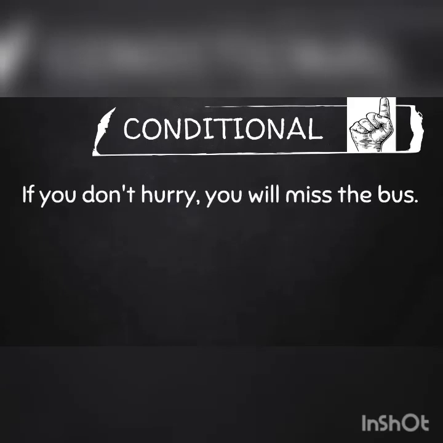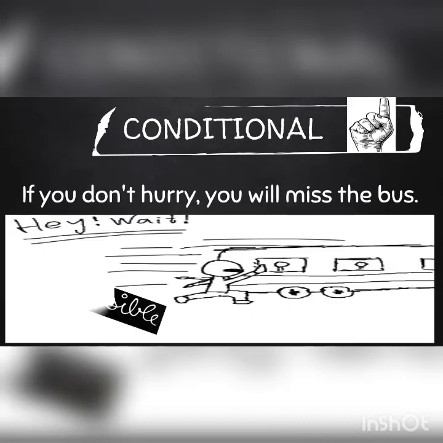Conditional type 1 is about a condition in the present that I'm very sure will happen. For instance, if you don't hurry, you will miss the bus. Which means that I know that you are very late, which makes me sure that if you don't hurry, you will miss the bus. That is, it is a very possible condition or a very probable condition to happen.